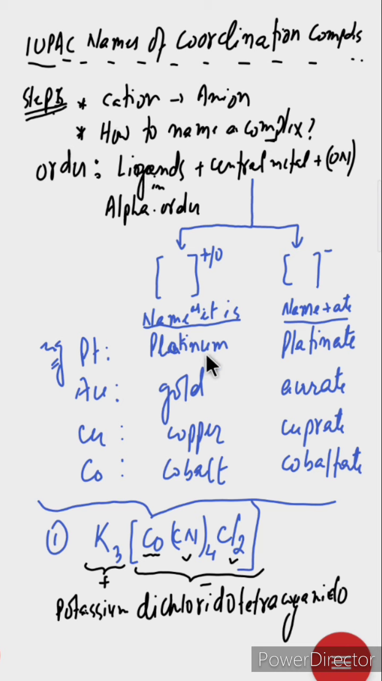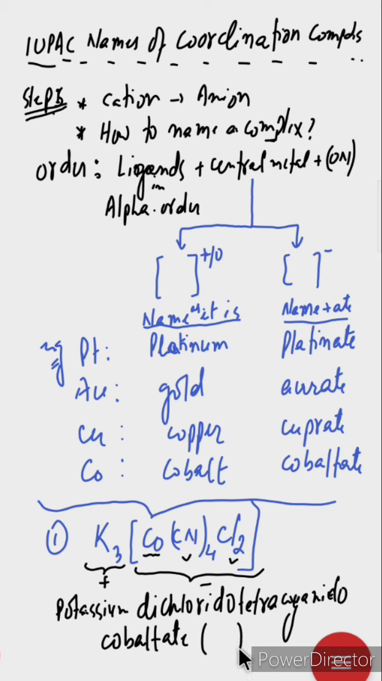Whether we write cobalt or cobaltate depends upon the charge of the complex. In this coordination compound the complex is negatively charged, so we must write cobaltate, not cobalt. So after cyanido we must write cobaltate. After naming the central metal we must write the oxidation number in brackets.